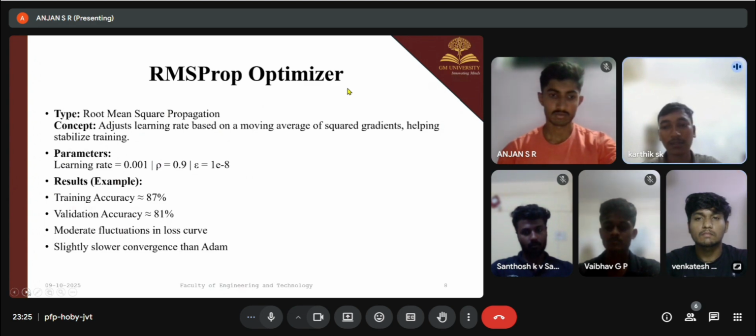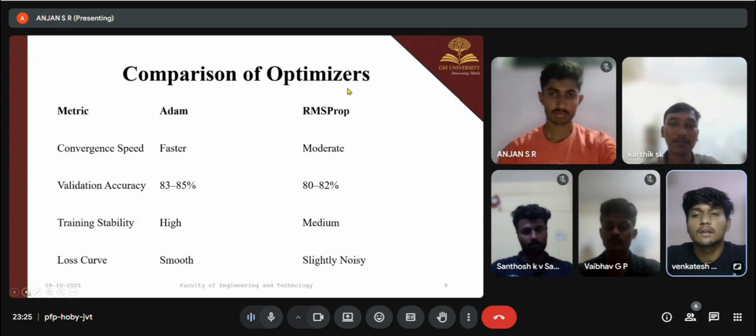Next will be continued by Karthi. Here is the comparison of optimizers in our project.